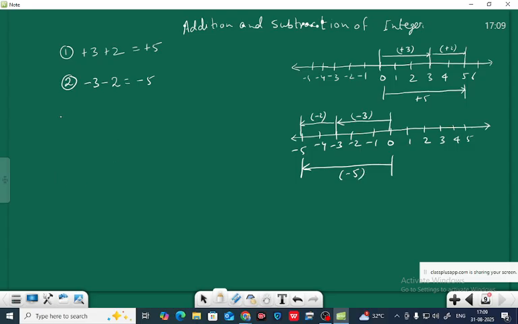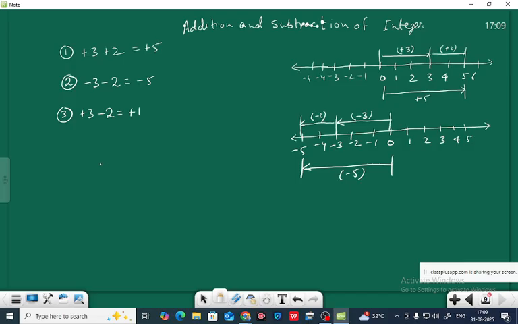In case of number 3, that is if we write in this way, plus 3 minus 2. One is plus, one is minus, that means direction will be changed. Our direction will be opposite. That is plus 1. How to find this in number line?